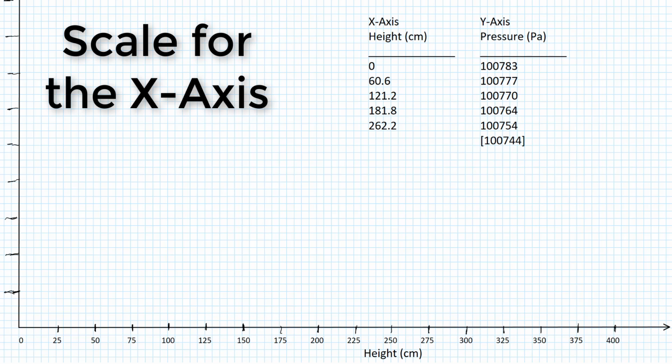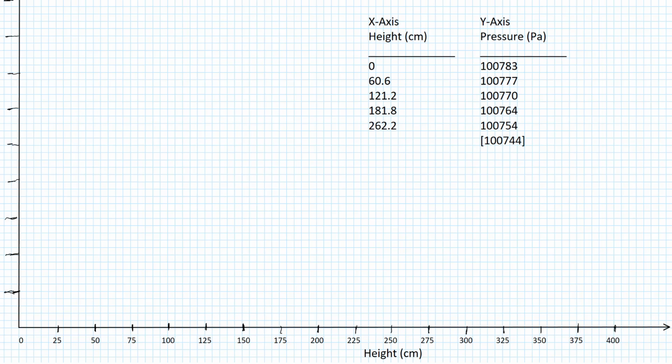We're getting ready to plot our results. We want to make a nice graph of pressure versus height. That means that height is on the x-axis, the horizontal axis. And the first thing we want to do is pick a scale. How do we do that?